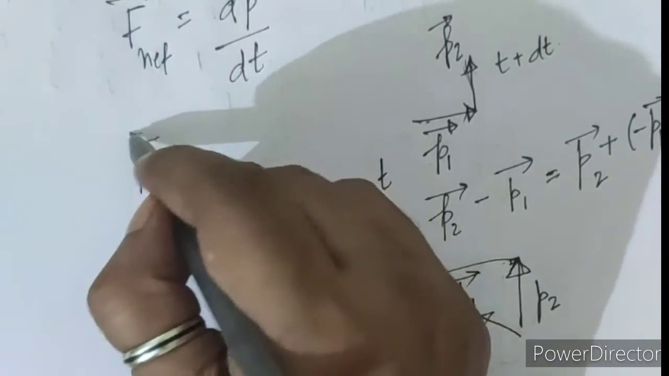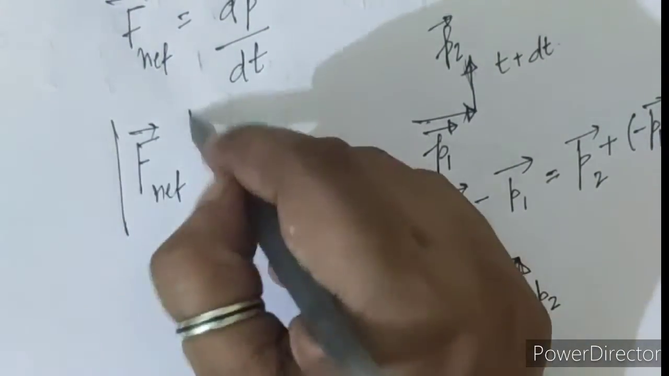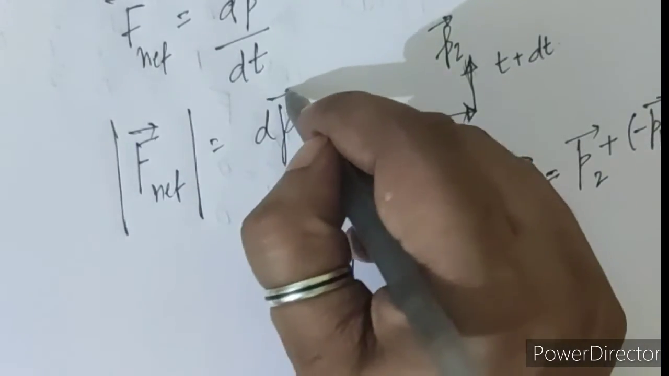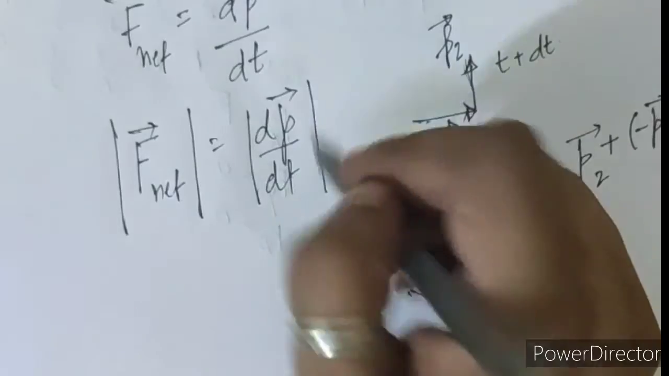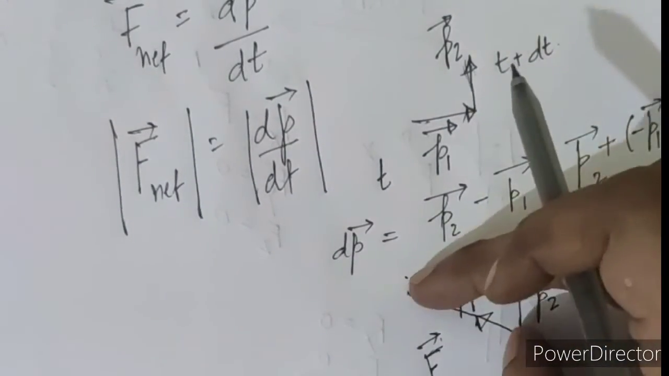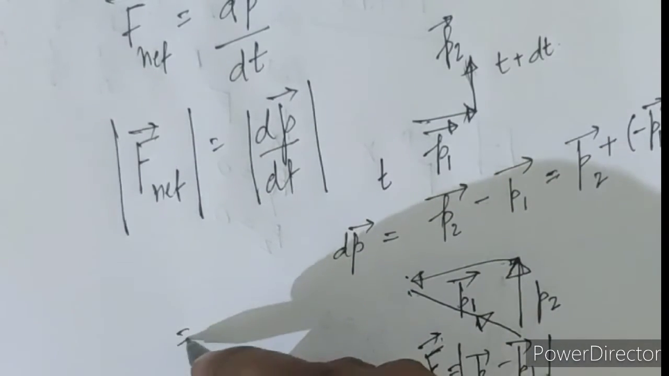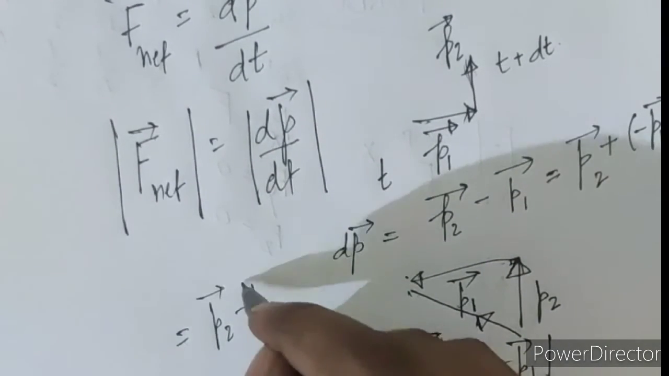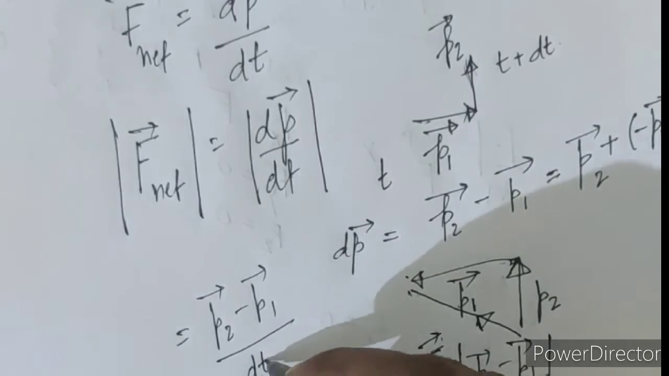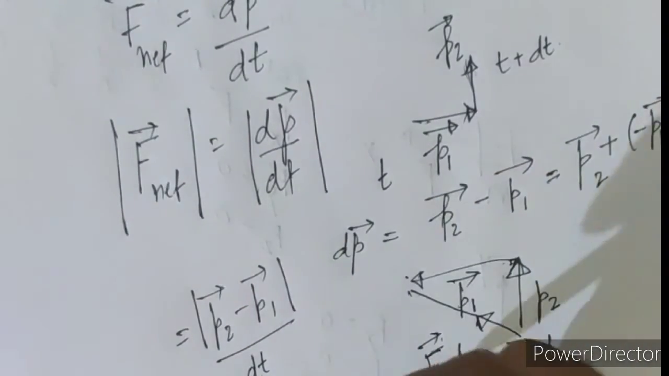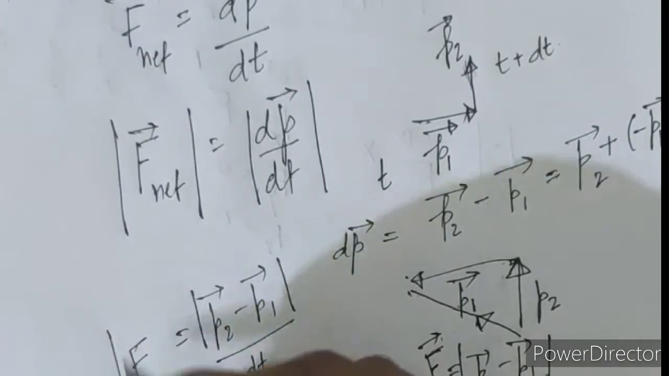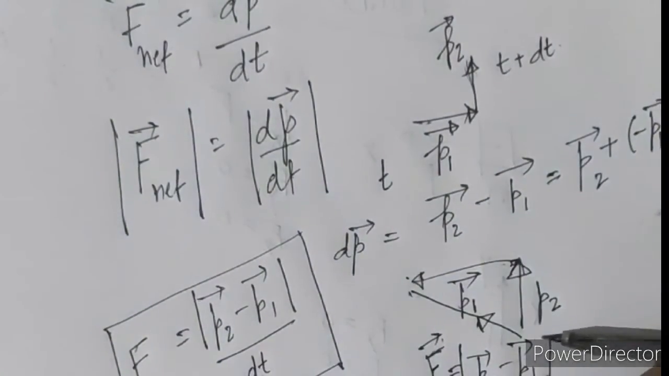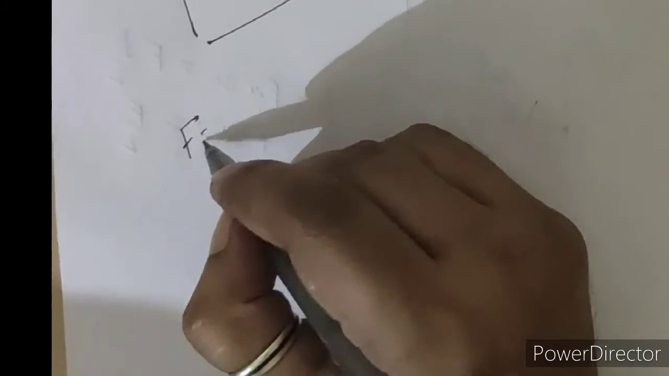If you want to calculate the magnitude of this net vector, you basically take the modulus of the rate of change of this. The length of this vector is equal to the modulus of p2 vector minus p1 vector, divided by a small time dt. So this is basically the magnitude of force, and this is equivalent to F is equal to ma.